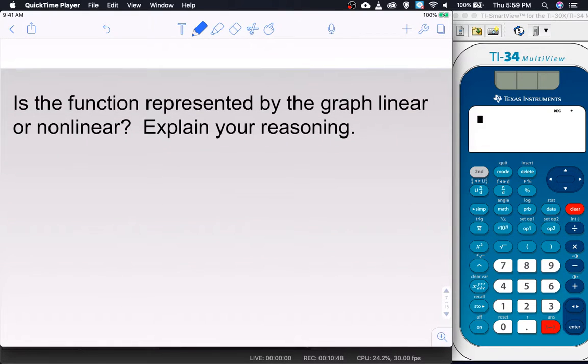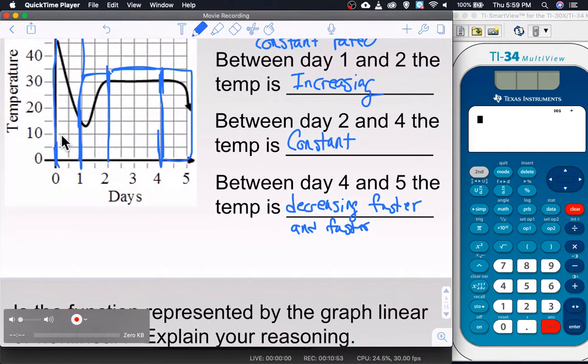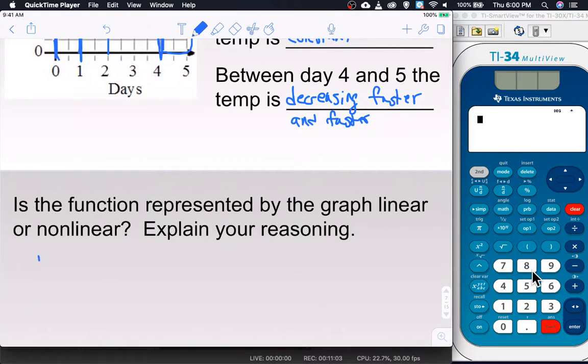Is the function represented by the graph linear or nonlinear? So this one up above, this same graph here. Do you believe that to be linear or nonlinear? And explain your reasoning. Well, it is very, very nonlinear. And to explain our reasoning, we'd say, well, it's not a straight line.